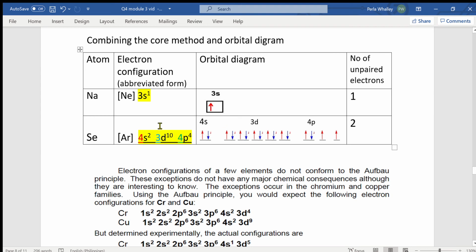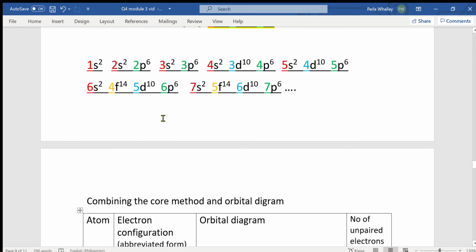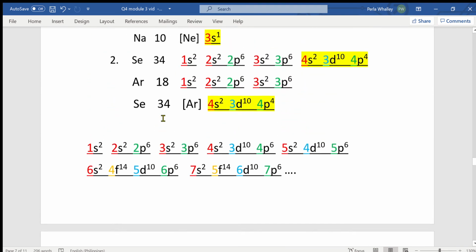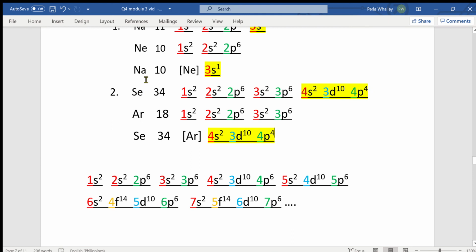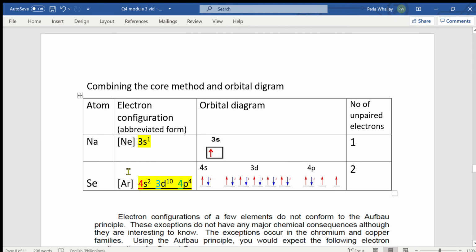Okay, for sodium, we knew that sodium has this abbreviated form of Ne 3s1, and selenium has an abbreviated symbol of Ar 4s2, 3d10, 4p4. So we have this 2 here. Okay? Now, the orbital diagram. Just write the orbital on top.